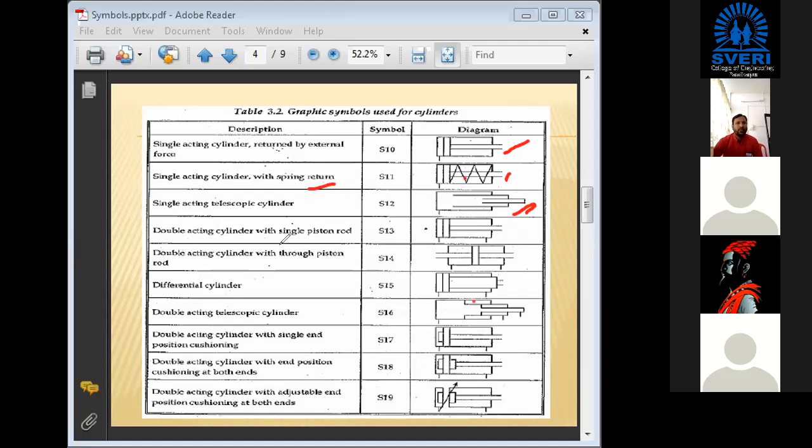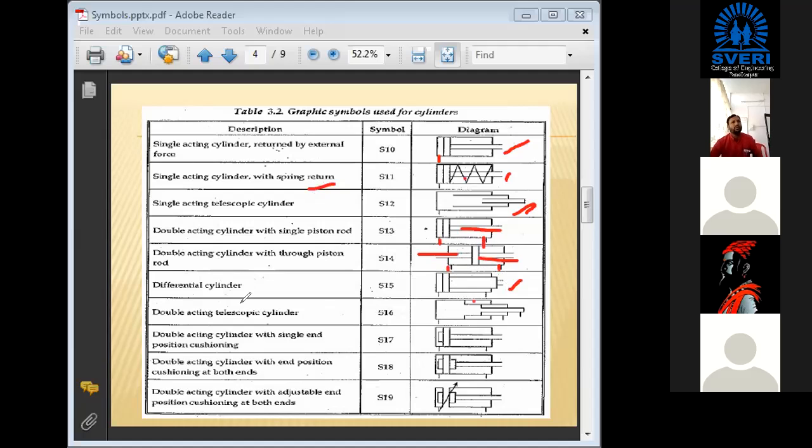Then a double acting cylinder with single piston rod. See, this is single acting, where one line is given, and for double acting there are 2 lines, here also and here also. This is double acting with a single piston rod. Then a double acting cylinder with through piston rod, at both ends, on both sides. Then if you want to represent a differential cylinder, this is the symbol.